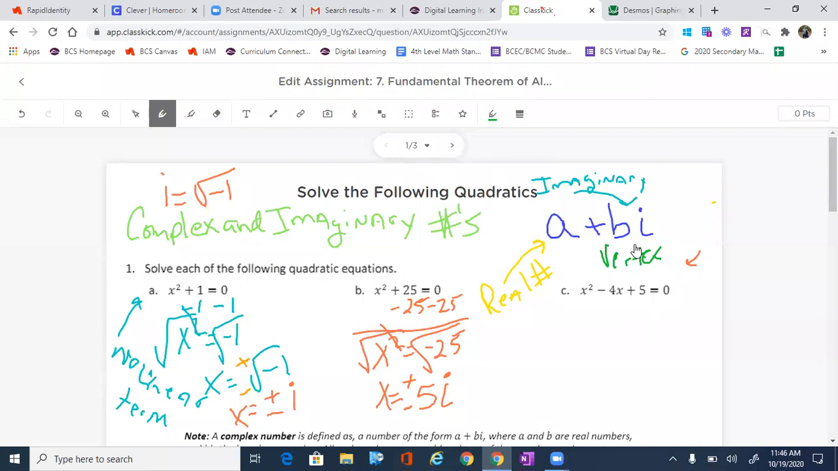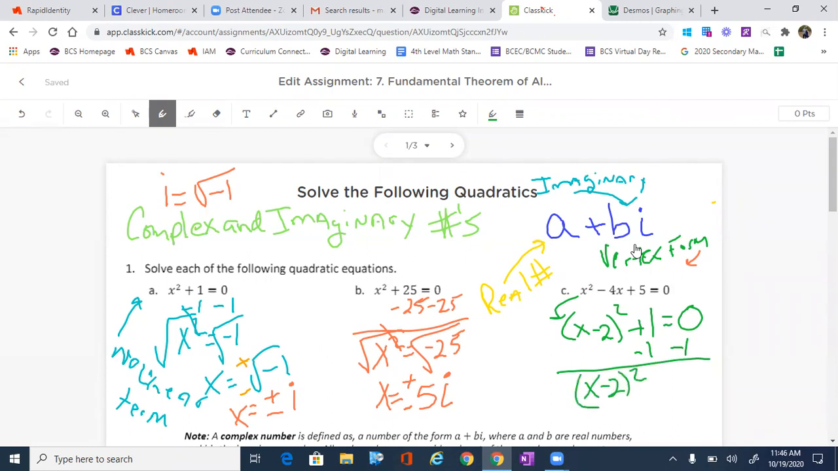Once I've got that, I'm going to put it in vertex form. So I'm going to change it to vertex form, which is x minus 2 squared plus 1 equals 0. There it is in vertex form. Now I'm going to go ahead and solve after I put it in vertex form. So I subtract the 1. We get x minus 2 squared equals 0 minus 1, which is just -1.